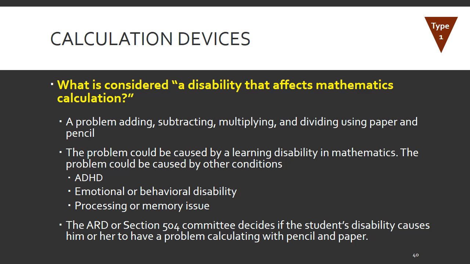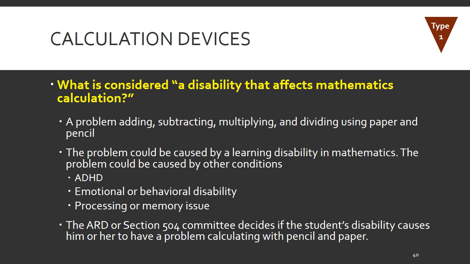What is considered a disability that affects mathematics calculation? A problem adding, subtracting, multiplying, and dividing using paper and pencil. The problem could be caused by a learning disability in mathematics. The problem could be caused by other conditions: ADHD, emotional or behavioral disability, processing or memory issue. The ARD or Section 504 committee decides if the student's disability causes him or her to have a problem calculating with pencil and paper.